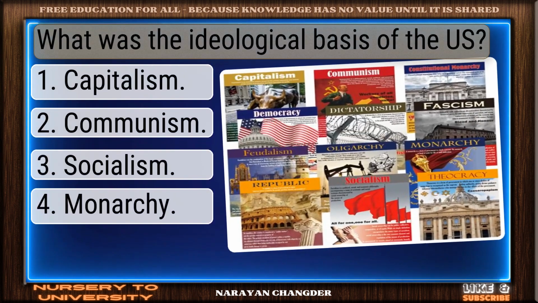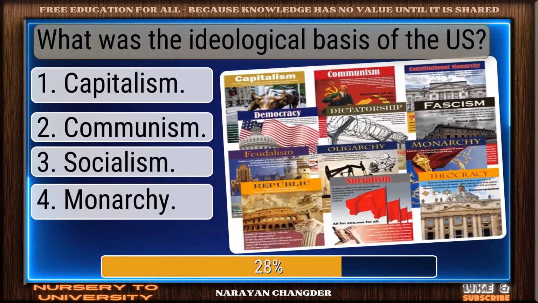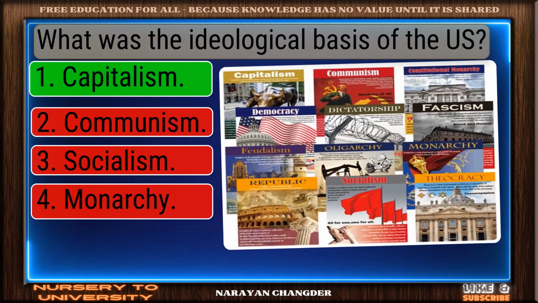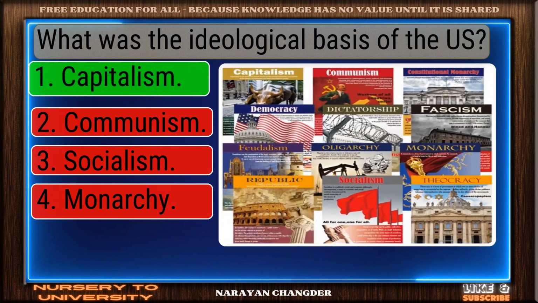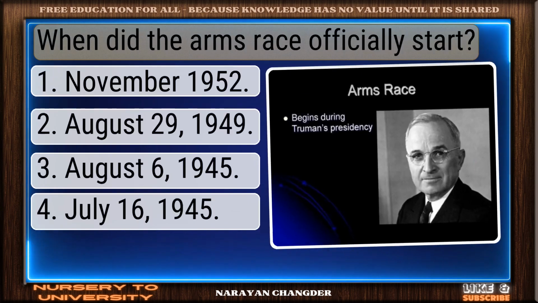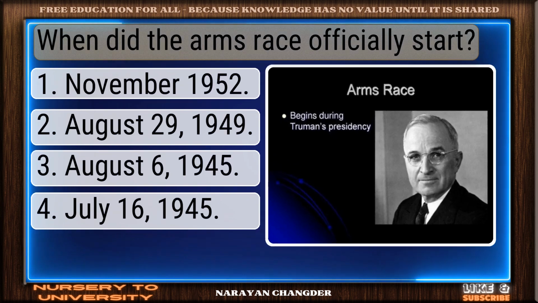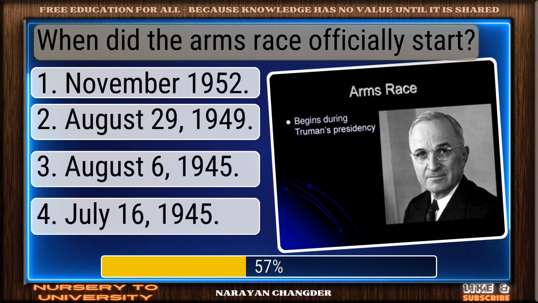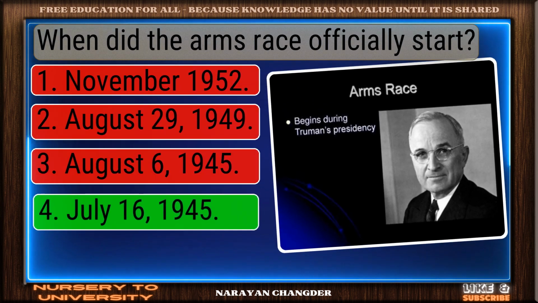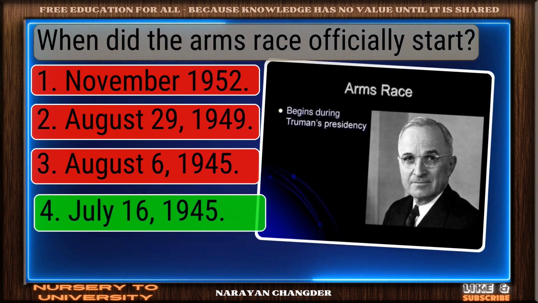What was the ideological basis of the US? Perfect. Capitalism is the correct choice. When did the arms race officially start? Well done. July 16, 1945 is the right choice.